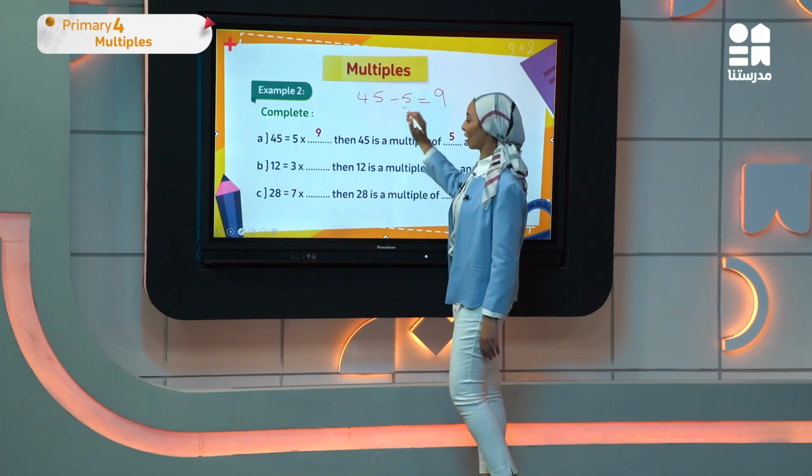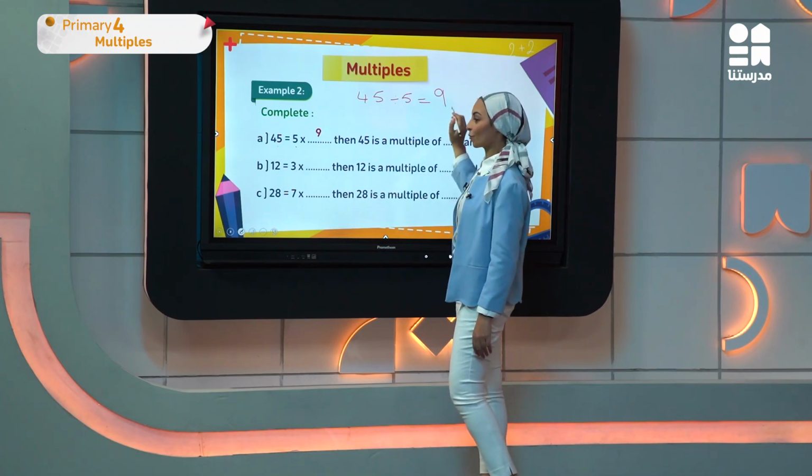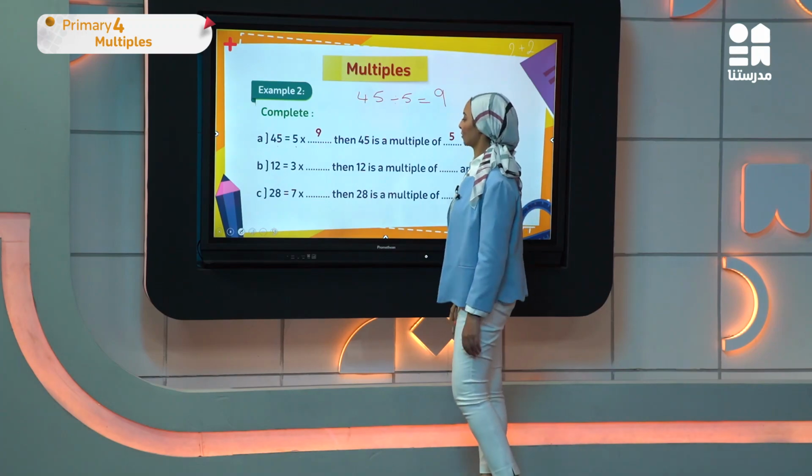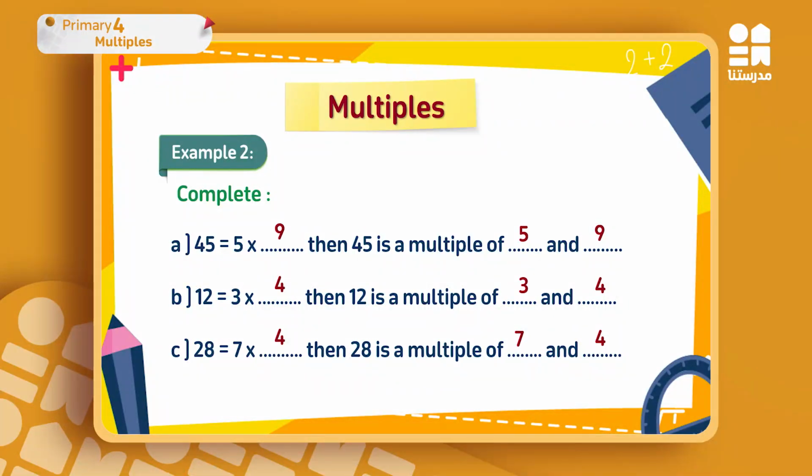So, 45 can be divided by 5 without any remainder. And also, I can divide 45 by 9 without remainder. 45 divided by 9 gives me what? 45 divided by 9 gives me 5 without any remainder.